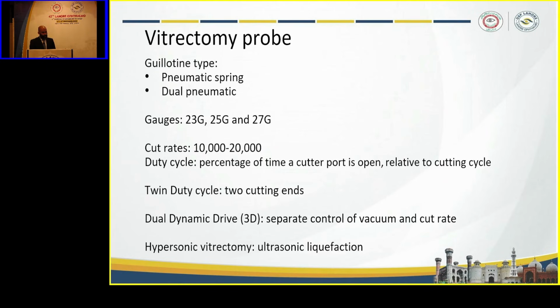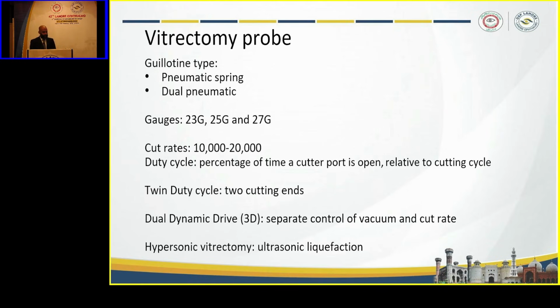The vitrectomy probes available to the surgeon are mostly of the guillotine type. They can be a pneumatic spring cutter or a dual pneumatic cutter. Most modern vitrectomy machines employ a dual pneumatic cutter. It can have different gauges, 23 gauge, 25 gauge, or 27 gauge, depending on the pars plana vitrectomy. The cut rates can go as high as 10,000 to 20,000.